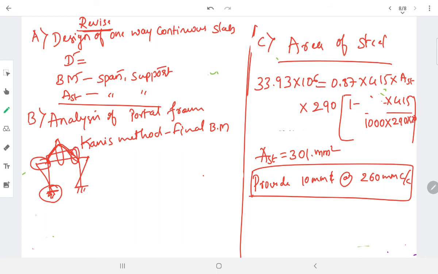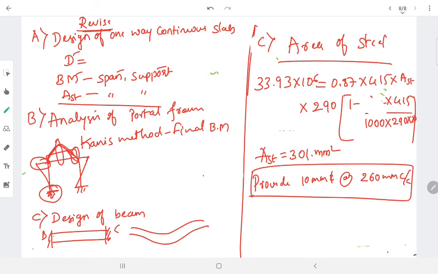And step C was design of beam. We have drawn how the bending looks like for the fixed beam. So beam was like this, BC, and then we have worked out where the tension will come, here near the top and here near the bottom in the mid. So we came to know about this, and we have designed the beam in the support and beam in the midspan. We have calculated AST for that.